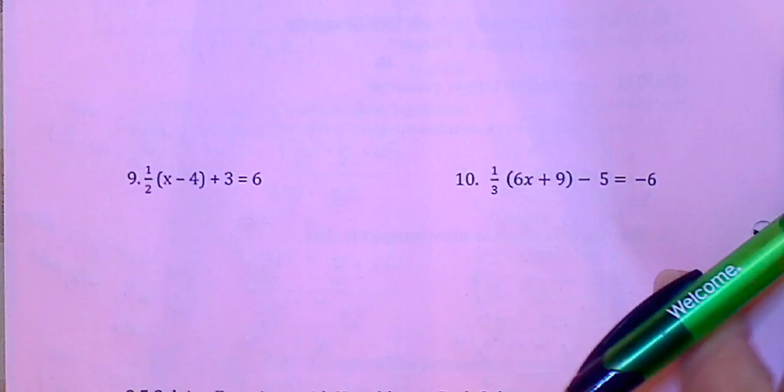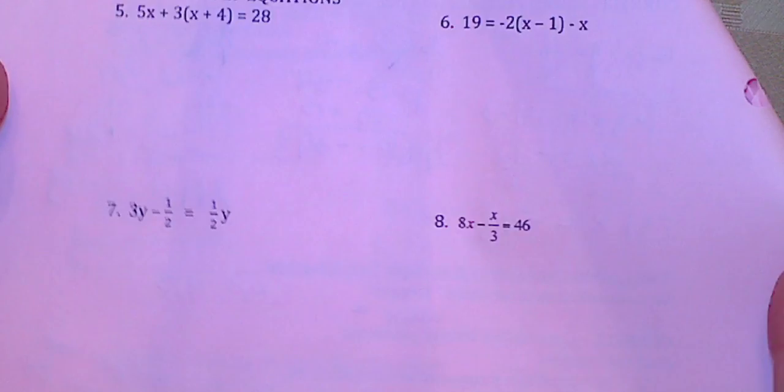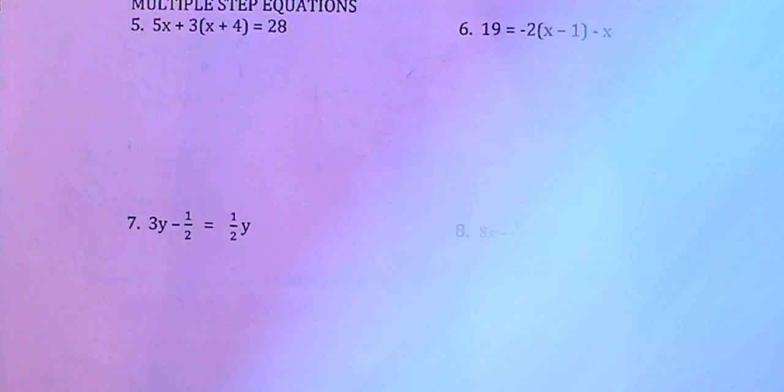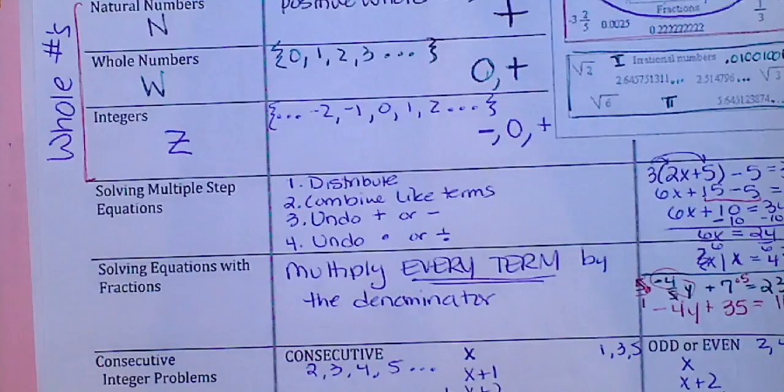All right, so that's it for consecutive integers. We'll practice more of that in class. And we want to move on to multiple step equations. Here we go. All right, now, remember, on your Cornell notes, you already have steps written down. So we want to follow these steps every time.